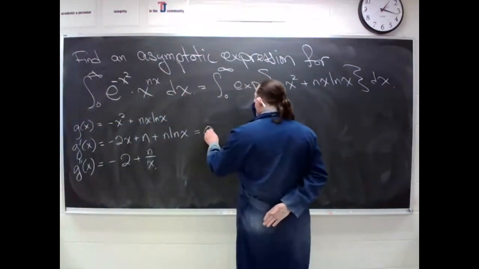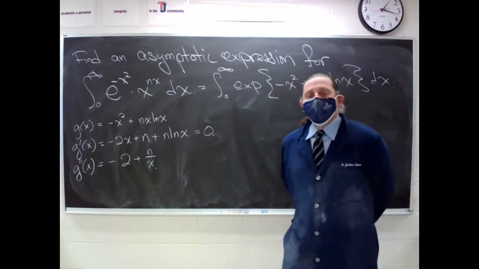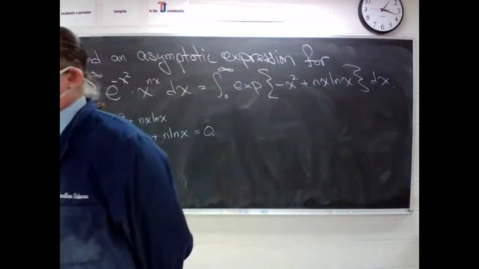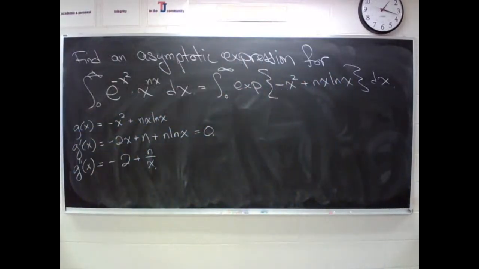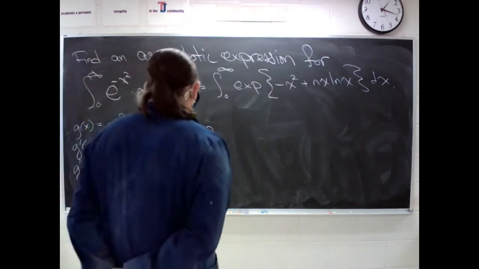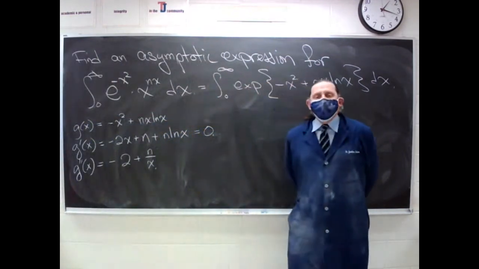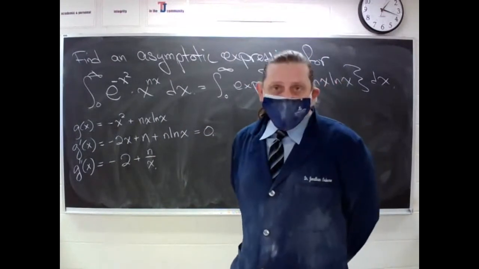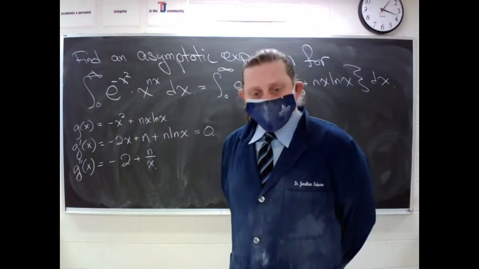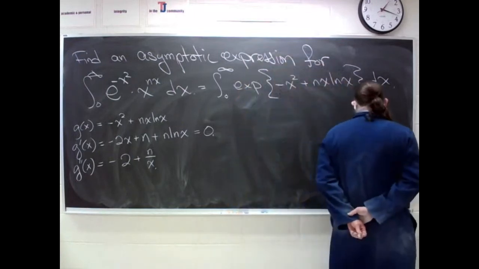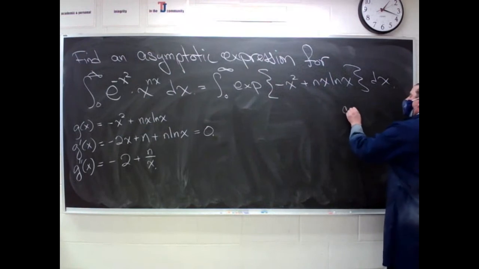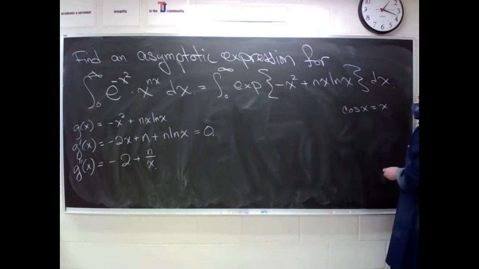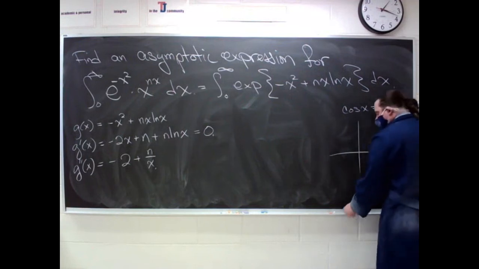So I would set this equal to 0. Now, unlike what we've seen so far, this equation is not one that we can solve algebraically for x. It is a transcendental equation. It does not have an algebraic solution. Here's an example of another transcendental equation. Cosine x equals x.